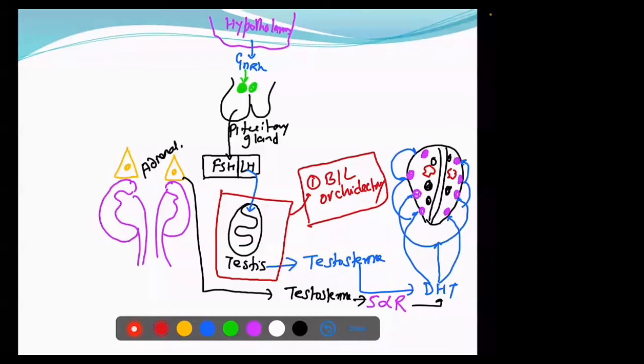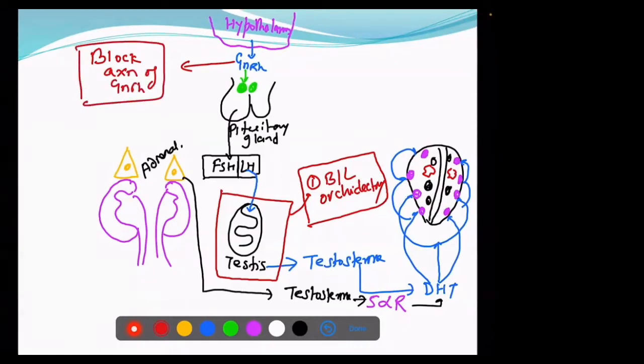For that, we have another option. Can we block the action of GnRH? If we can block GnRH at this level, then LH will not be produced. That means testis will not produce testosterone. So, similar action, right? We can do that by two types of drug.